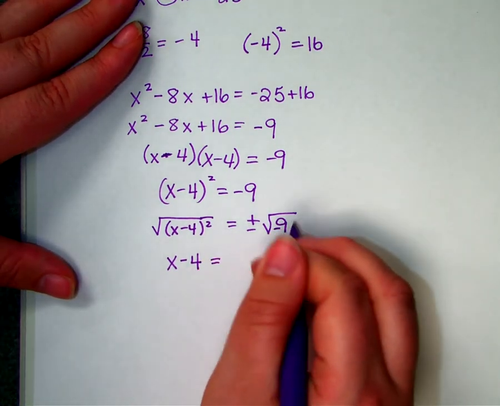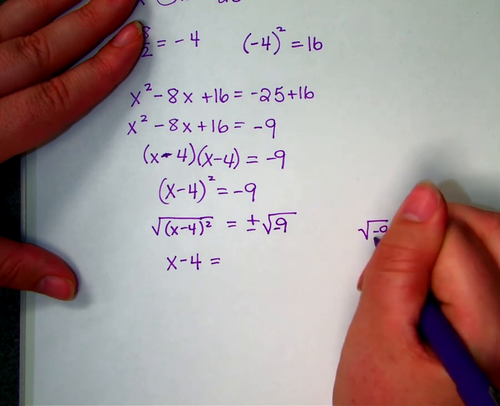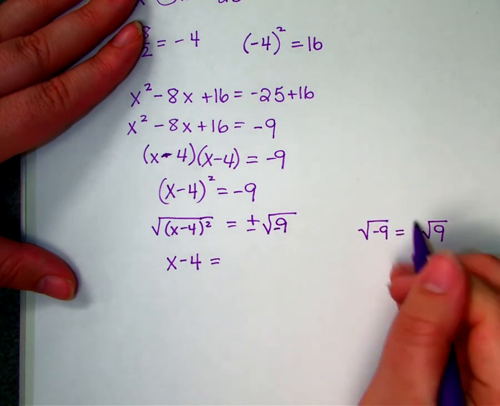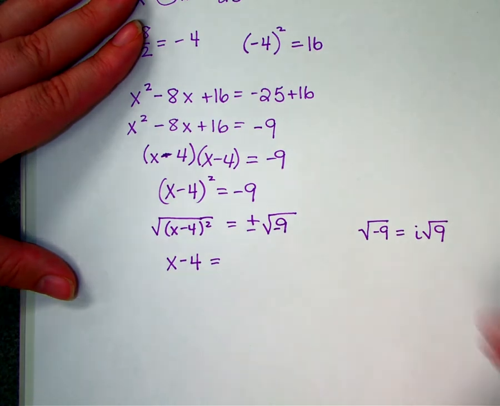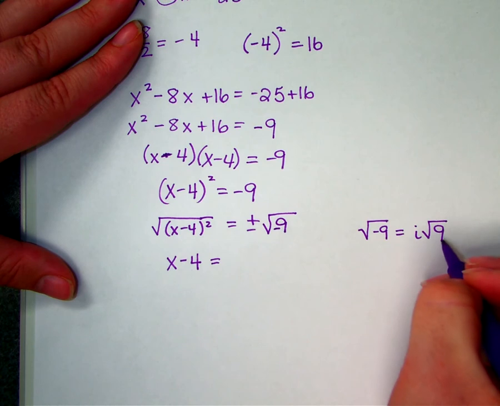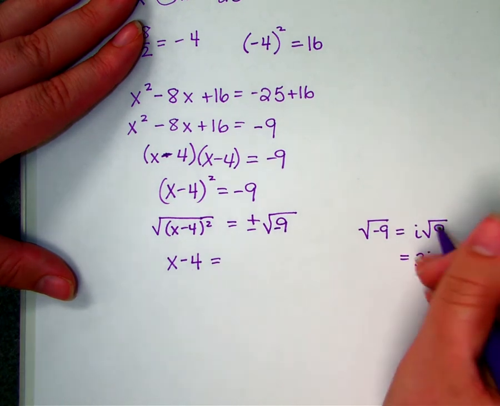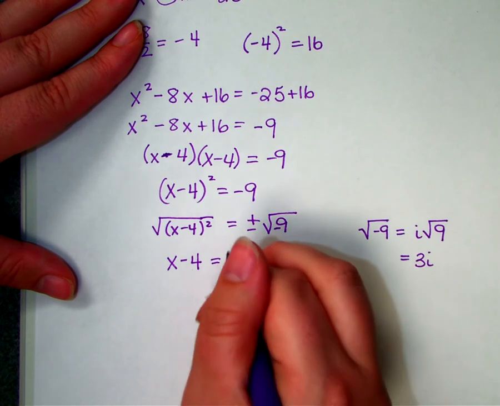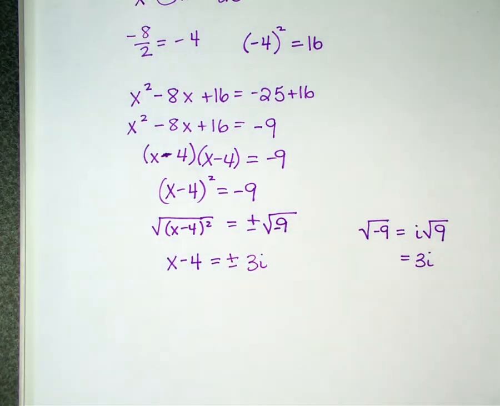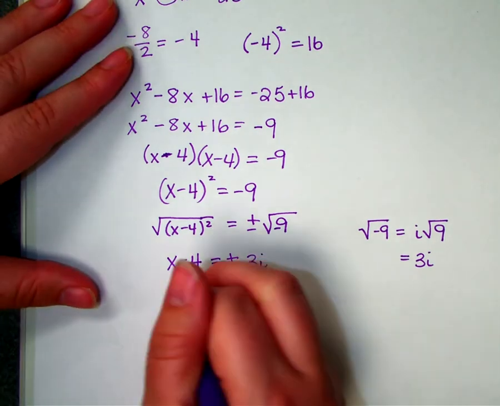And over here, we need to take the square root of negative 9. So the first thing we would do is acknowledge that there's a negative sign in front. That means we're going to have an i that comes out of our square root. And then we take the square root of 9, meaning what number do I have to multiply with itself to get 9? And that number is 3. So the square root of negative 9 now turns into 3i. So I have x minus 4 is equal to plus or minus 3i.